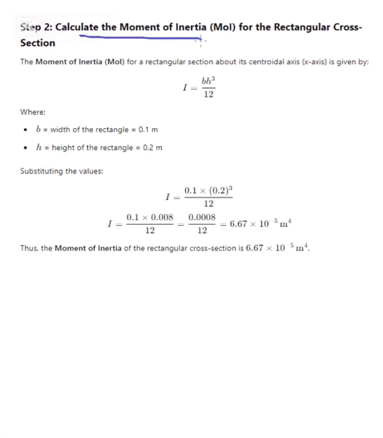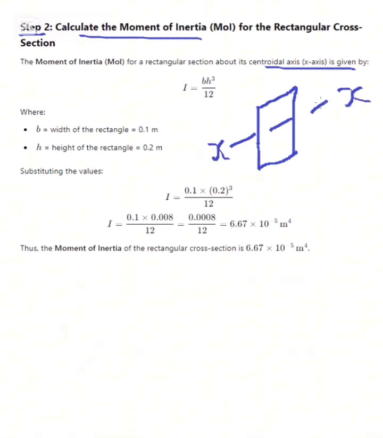Now let's calculate the moment of inertia for the rectangular section. Second step is calculating the moment of inertia for the rectangular cross section. The moment of inertia for a rectangular cross section about the central axis X is given by, this is the major axis. So X, this is the rectangular cross section. This is the X major axis. So moment about X that we have calculated just now.